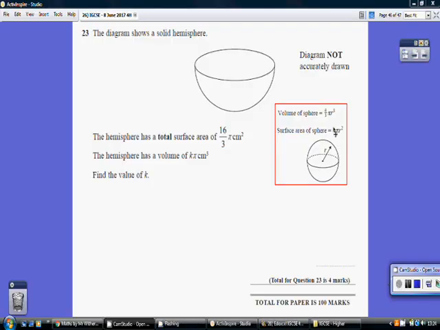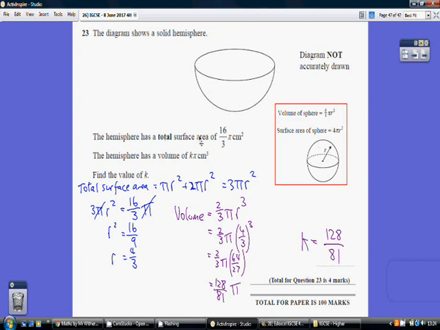Question 23. So the first thing to note is I'm using the two formulae from the formula sheet at the front. So concentrating on the total surface area of this hemisphere, that comprises the flat circle at the top, which is obviously pi r squared, the area of a circle, and the curved bit is going to be half the surface area of a football, of the whole sphere. So rather than 4 pi r squared, that's going to be 2 pi r squared.